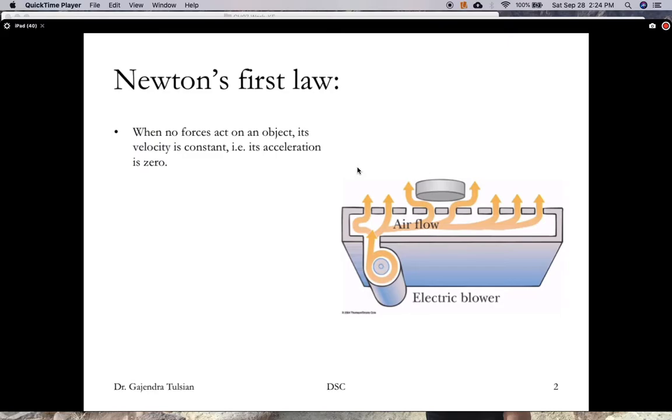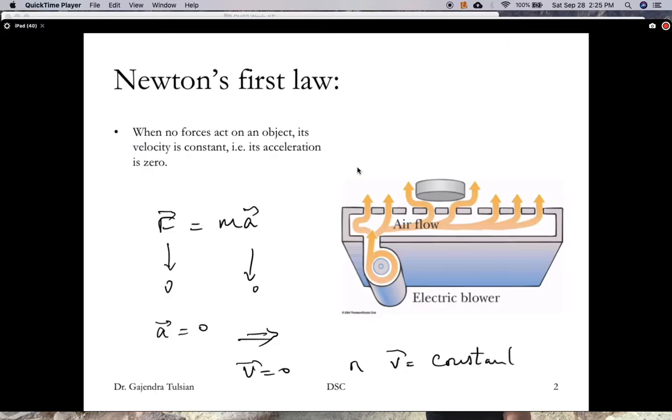Now Newton's first law says when no force acts on an object, its velocity is constant, that is, its acceleration is zero. This is really a special case of Newton's second law. When force is zero, acceleration is zero. And acceleration zero implies v is constant, and so if v is zero, it'll remain zero.